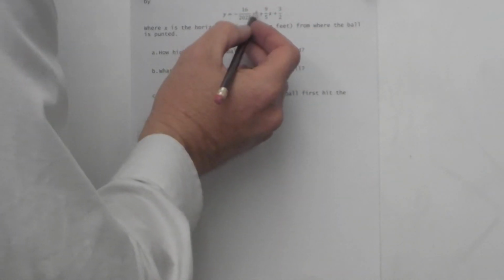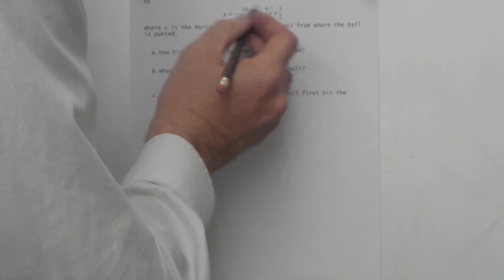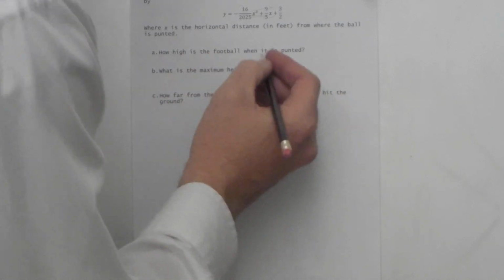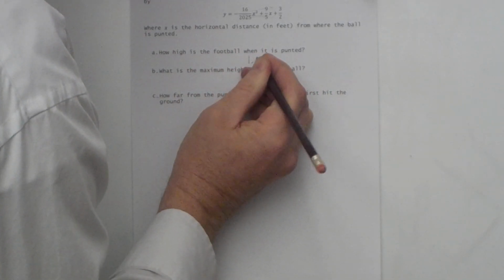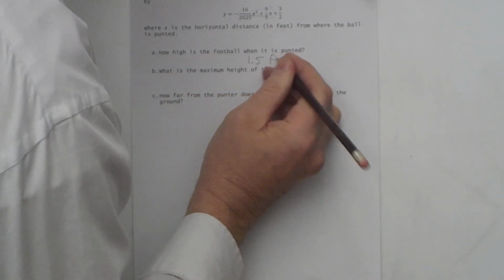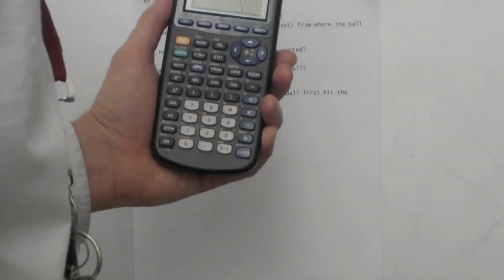And that's when X is 0. So these two terms fall out, and that's 3 over 2. I think it hits the punter's foot 1.5 feet above the ground. And that's at 0, when he's standing where he punted.